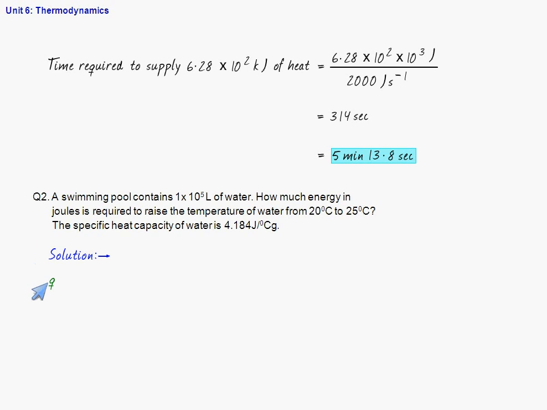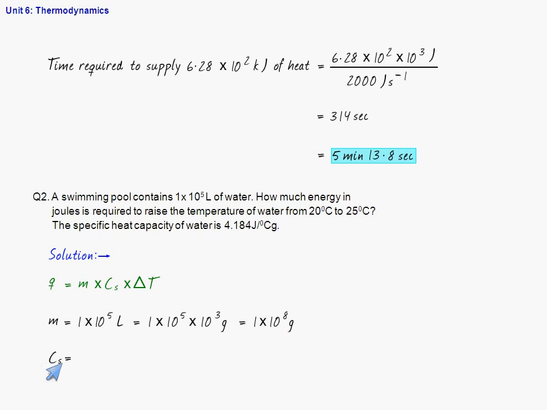Now Q is equal to M into Cs into delta T. Now M is how much? 1 into 10 to the power 5 liter is equal to 1 into 10 to the power 5 into 10 to the power 3 gram. Why? Because the density of water is 1 gram per centimeter cube. So it is 1 into 10 to the power 8 gram. Okay, this is the mass of water.